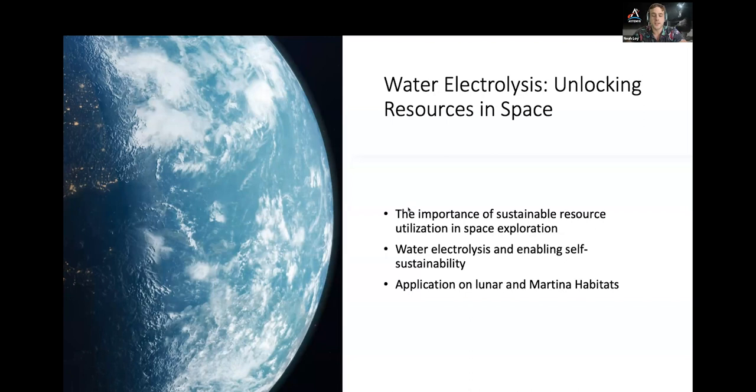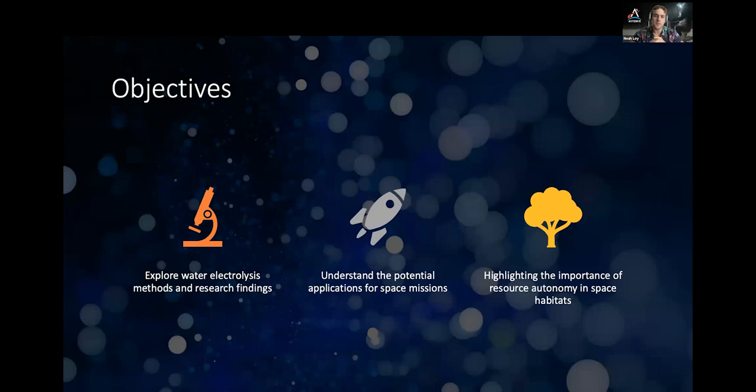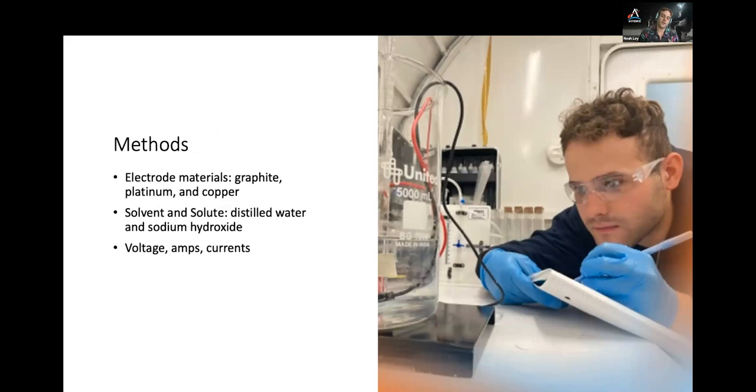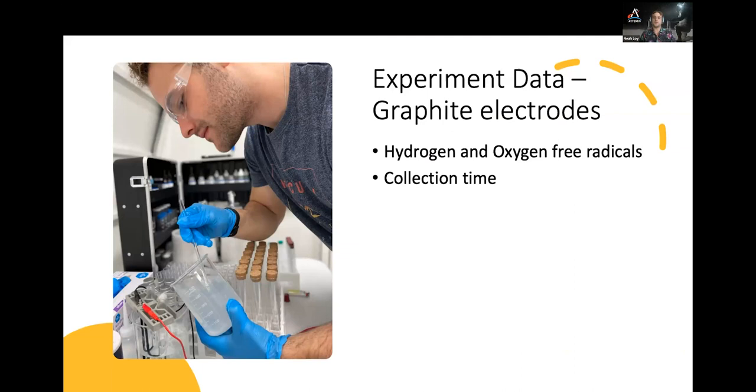So that's some of the research that we conducted at the ELMA location. Moving on, the objectives here were to find the most efficient system, the most efficient electrodes, and the most efficient water solution. We talked about the process, so I'll skip this. Some of the methods we used: graphite electrodes, platinum electrodes, and copper electrodes, and we'd run different amps and different current through the water and collect the gases into different pressure tubes. For the graphite experiment, we took 2,500 milliliters of distilled water plus 20 milliliters of sodium hydroxide as a solute, mixed into a solution.